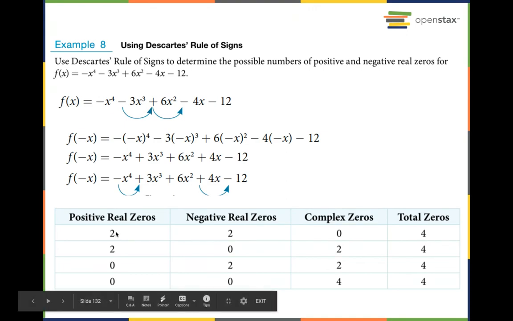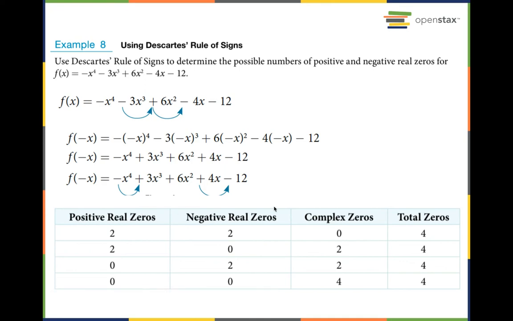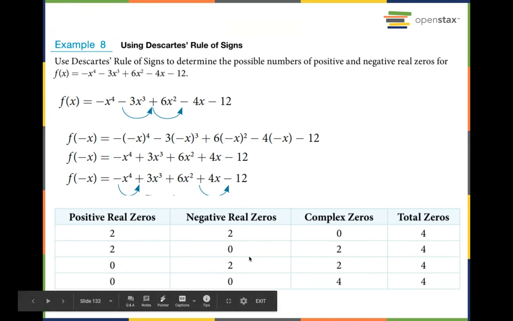If there were 2 positive and 2 negative, there would be 0 complex. If there were 2 positive and 0 negative, then there'd be 2 complex, because this always has to add up to 4. Our possibilities are positive real zeros, negative real zeros, or complex zeros. Between these 3 numbers, they have to add up to 4. So this column we're just filling in to make the total equal 4. If we had 2 and 0, we'd need 2. If we had 0 and 2, we'd need 2. If we had 0 and 0, maybe all of the roots are complex. That can happen, but they always add up to 4.